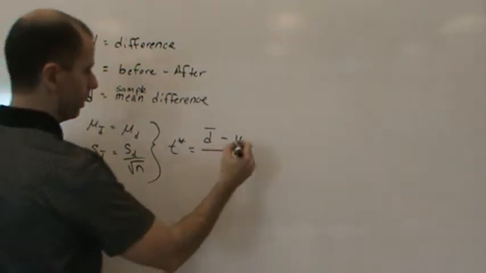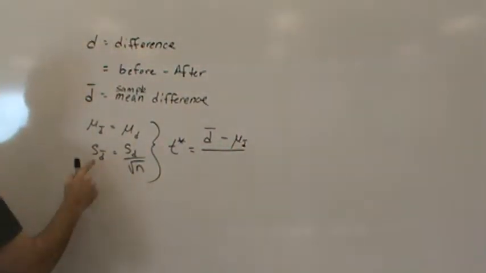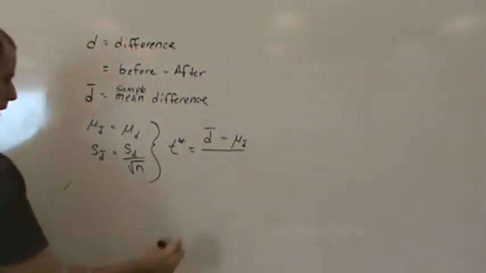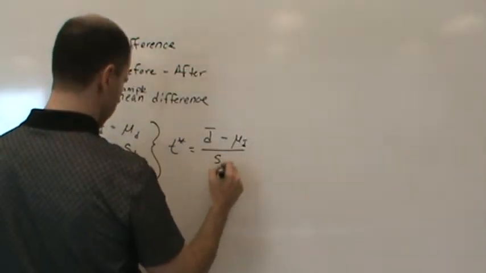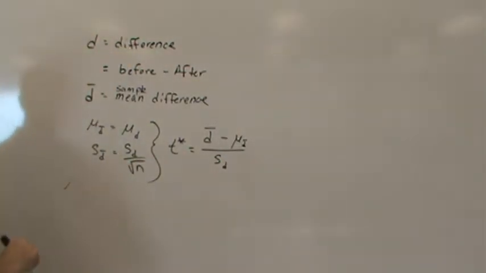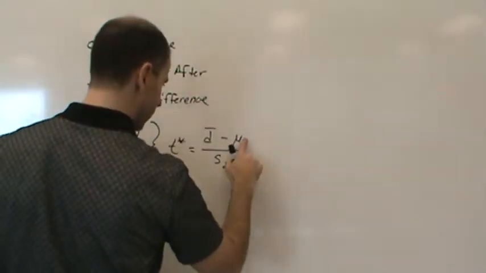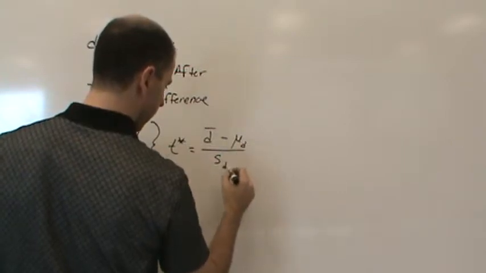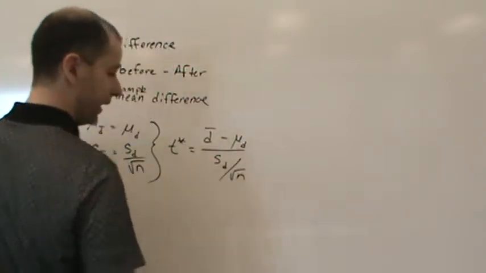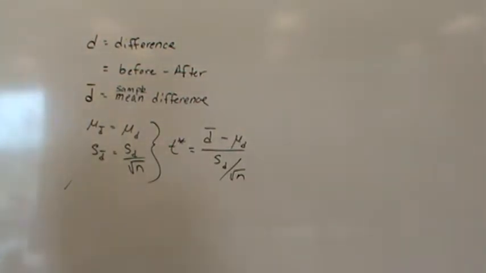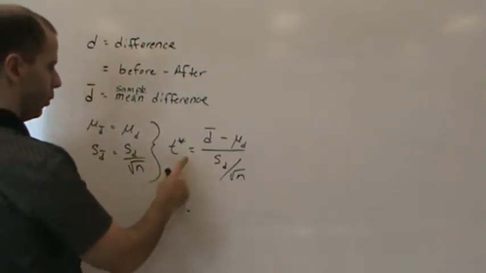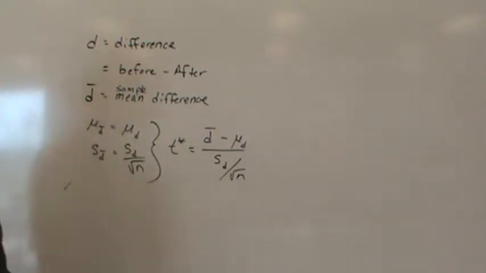Okay? Divided by the standard error of d bar, which is s of d, right? Divided by, excuse me, not d bar here, mu sub d, divided by the square root of n, which, again, n represents the number of pairs. Okay? And so this is the calculation for our t statistic for doing the one sample t-test on the differences.